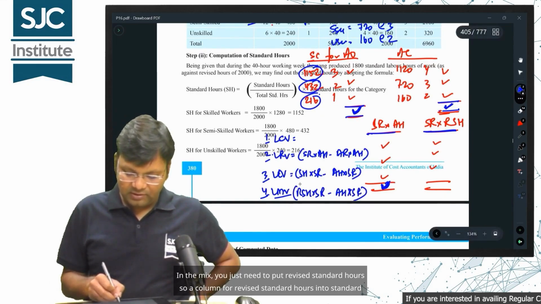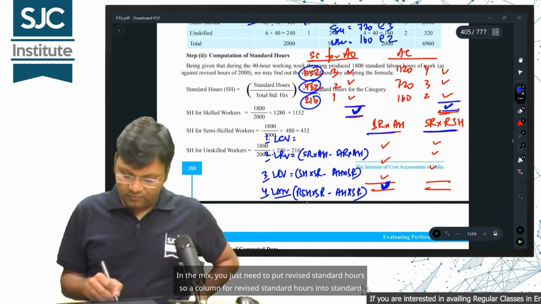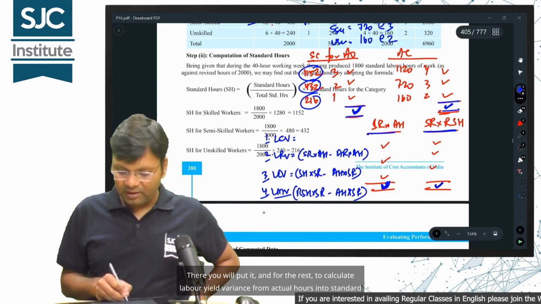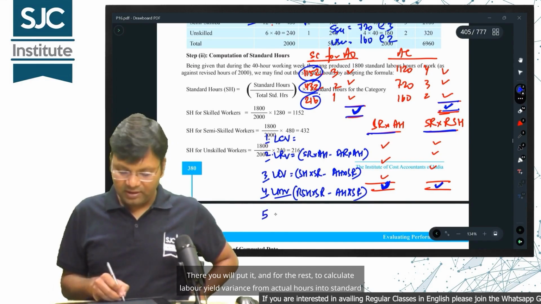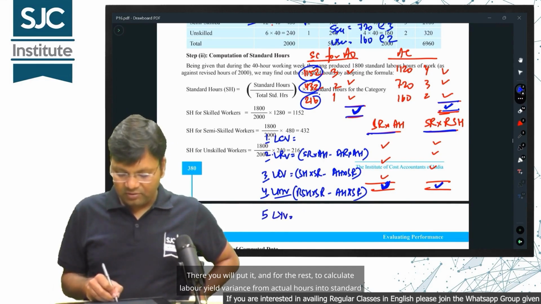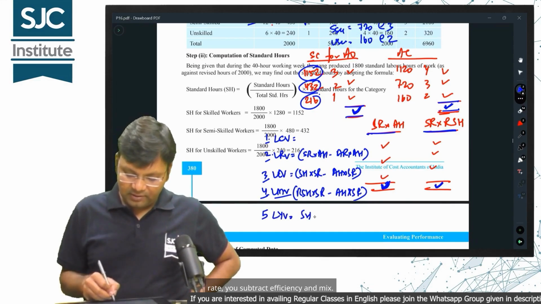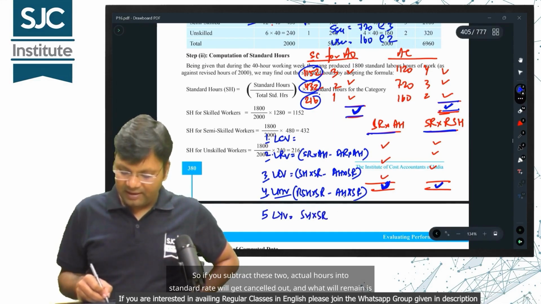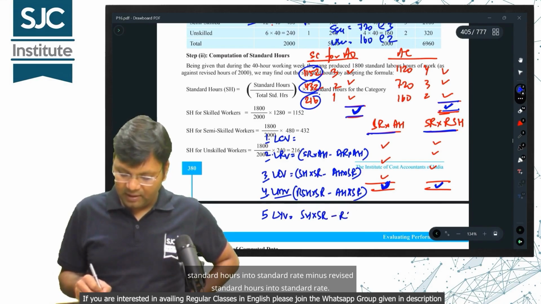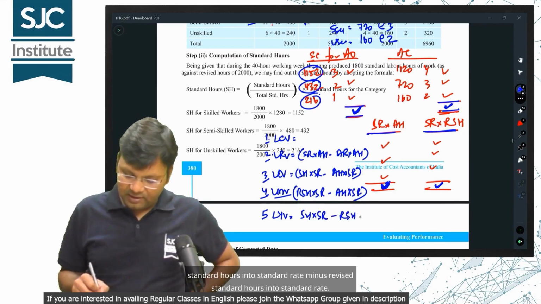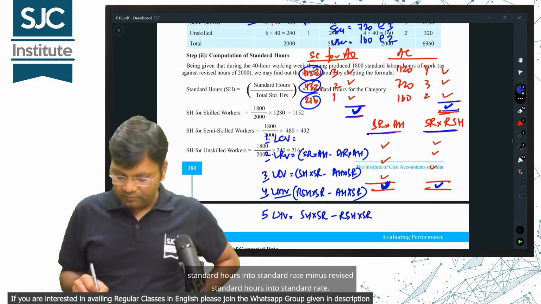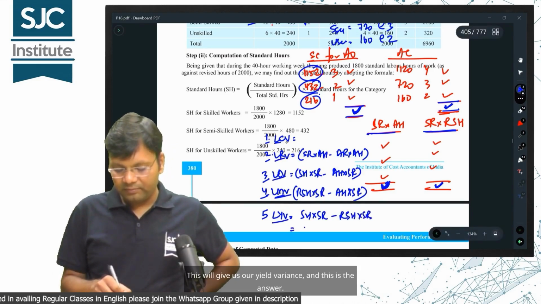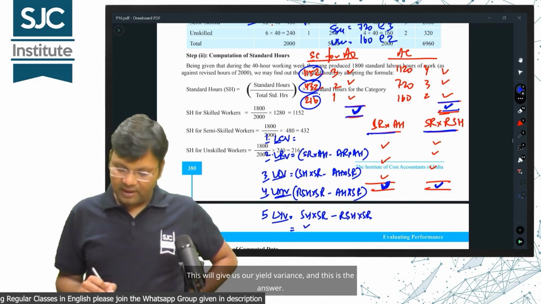In the mix, you just need to put revised standard hours, so a column for revised standard hours into standard rate has been made. There you will put it, and for the rest, to calculate labor yield variance from actual hours into standard rate, you subtract efficiency and mix. So if you subtract these two, actual hours into standard rate will get cancelled out, and what will remain is standard hours into standard rate minus revised standard hours into standard rate. This will give us our yield variance. Understood? This is the answer.